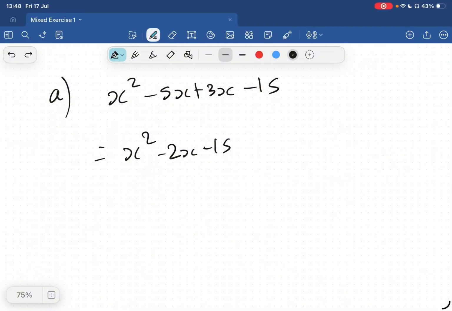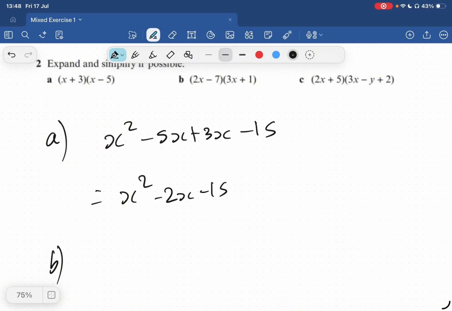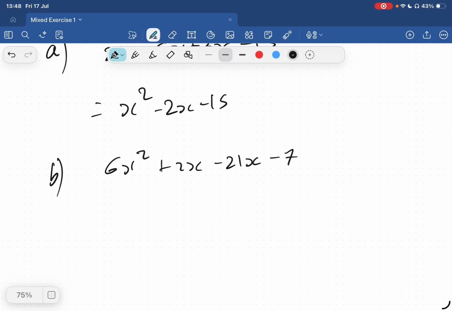Next one, part B. Especially when we have these 2's and these 3's in front of the x's, it can get quite confusing. So we write out the 4, so you know you've got the 4, and then we can simplify.